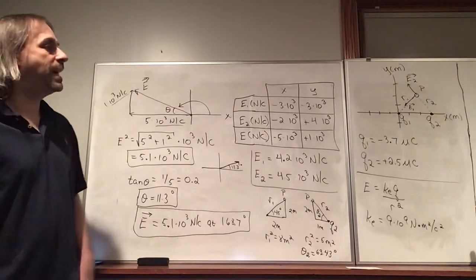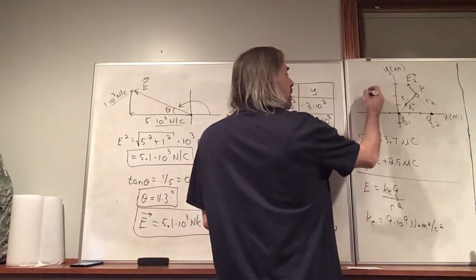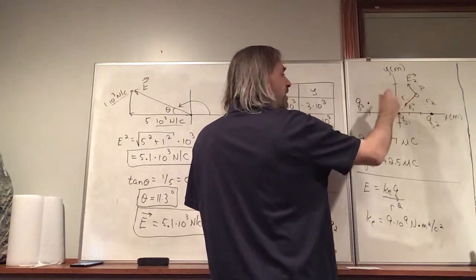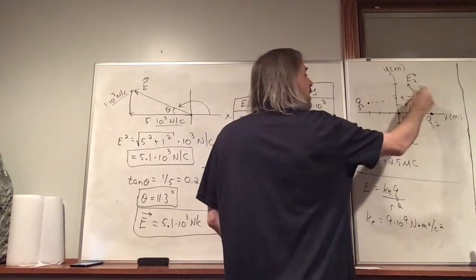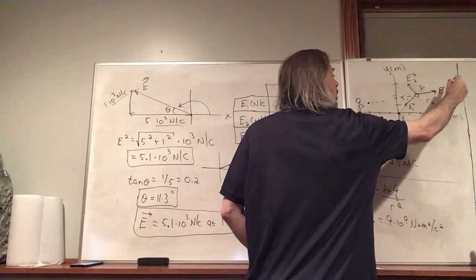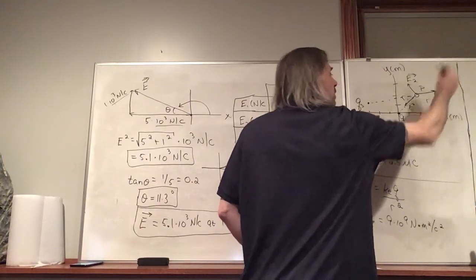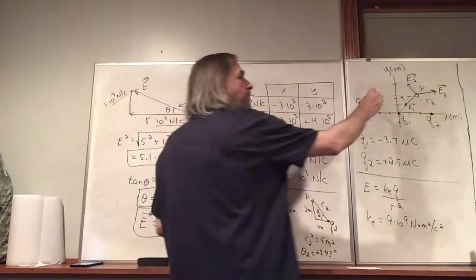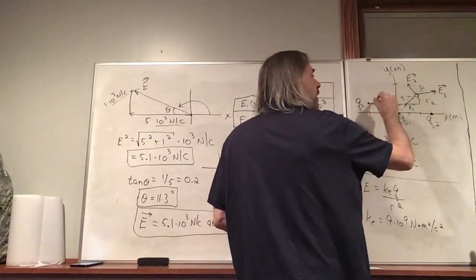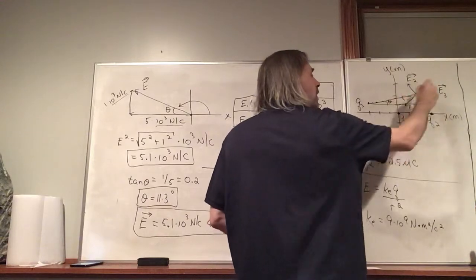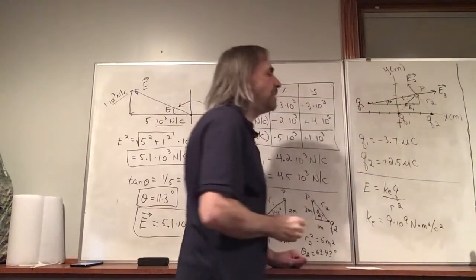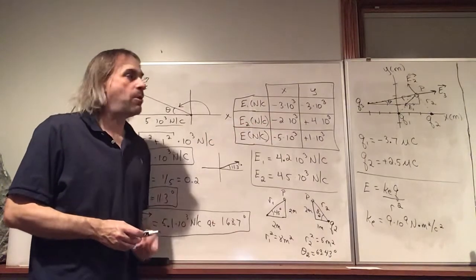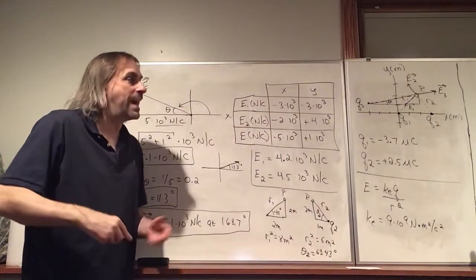Now, one more thing I'll say, what if we had Q3 somewhere? Again, the procedure is exactly the same. Say Q3 was a positive charge, then we would have E3 pointing in that direction. We can make a triangle from Q3 to P and find this angle and that distance. So we could just make another row here for E3 and find those components, and then the procedure is exactly the same.